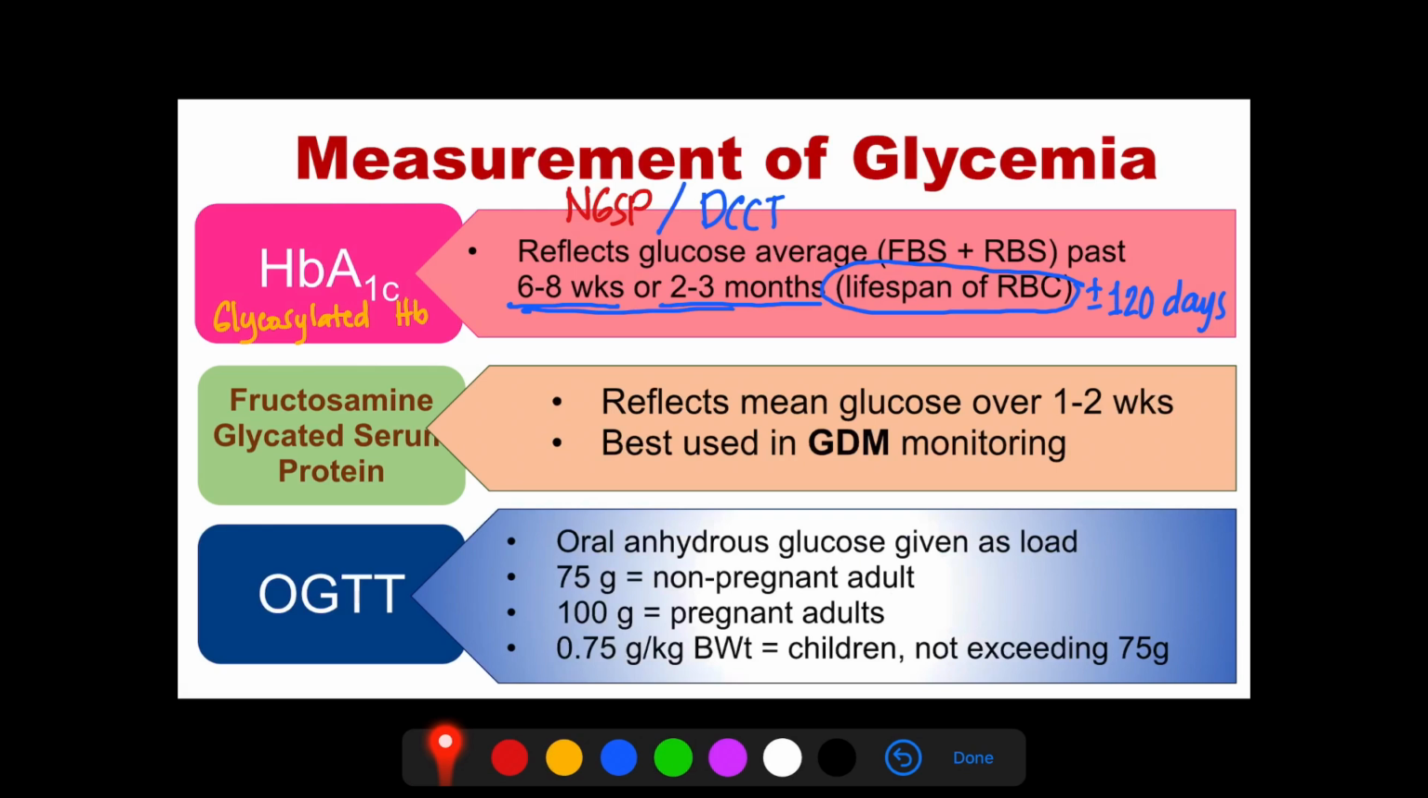And for this OGTT, an oral anhydrous glucose load is given to the patient. So 75 grams usually for a non-pregnant adult, 100 grams for pregnant women, and of course 1.75 grams per kilogram body weight for children, as long as it should not exceed 75 grams.